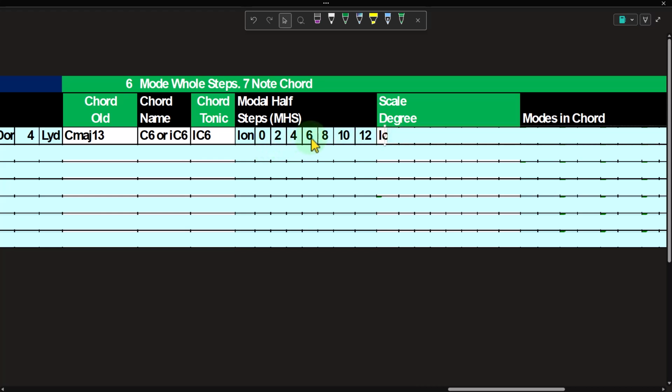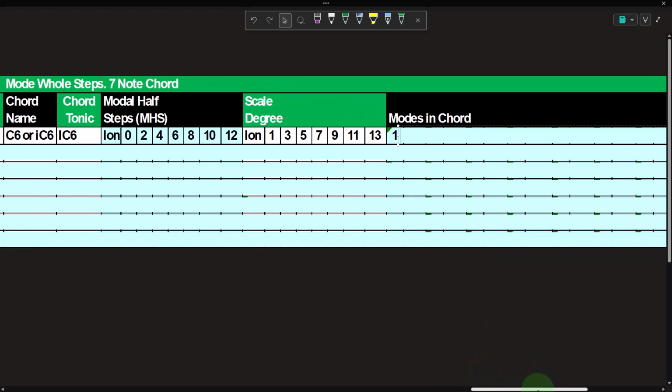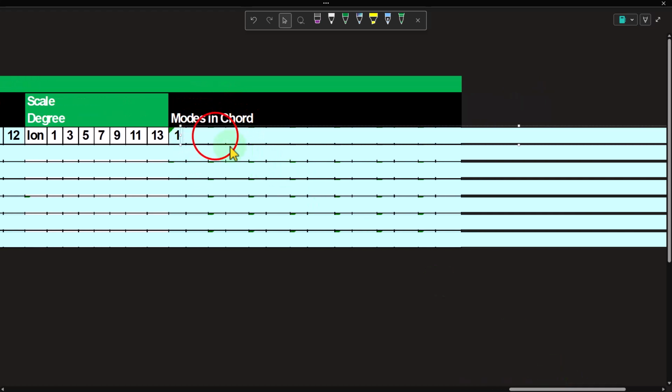It would be 0, 2, 4, 6, 8, 10, 12. Scale degrees would be all off by 1: the 1, 3, 5, 7, 9, 11, 13. 9, 11, and 13 being equivalent to the 2, the 4, the 6. And then the modes are the Ionian, the Phrygian, the Mixolydian, Locrian, Dorian, Lydian, Aeolian.